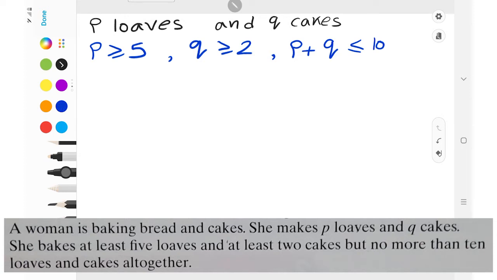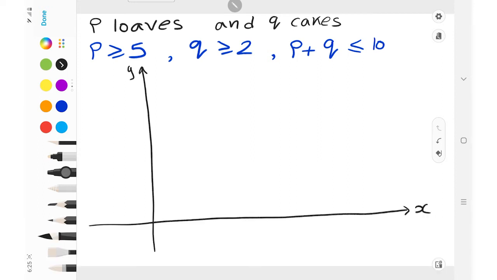Now we will do the graphing part. So here is the y and here is my x. And there is no negative in this question. There is no negative loaves, negative cakes. Oh, sorry. This one will not be x and y. It will be P and Q. P loaves will be for the x-axis and Q cakes for the y-axis.